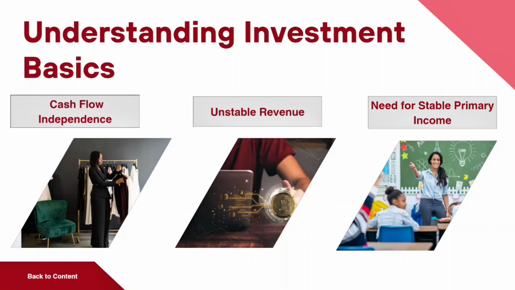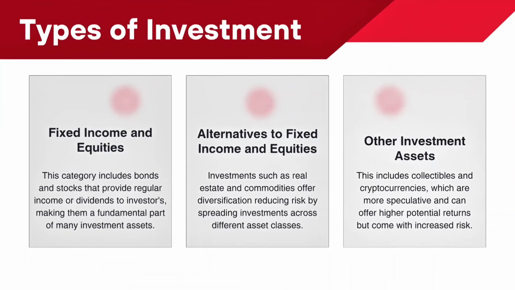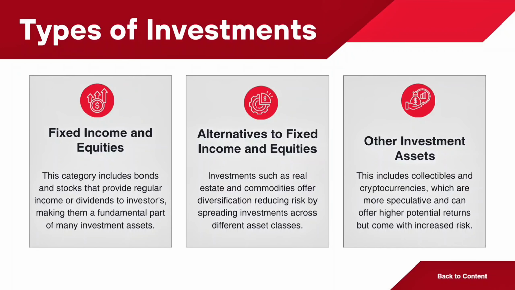Pero, mas effective ito kung may stable na primary source income ka. Now, let's explore the different types of investments available. One fundamental category includes fixed income and equities. Fixed income usually refers to investment like bonds, which provide a steady income stream. Next, equities. Equities, on the other hand, are stocks, which represent ownership in a company. Both can provide income or dividends to investors.